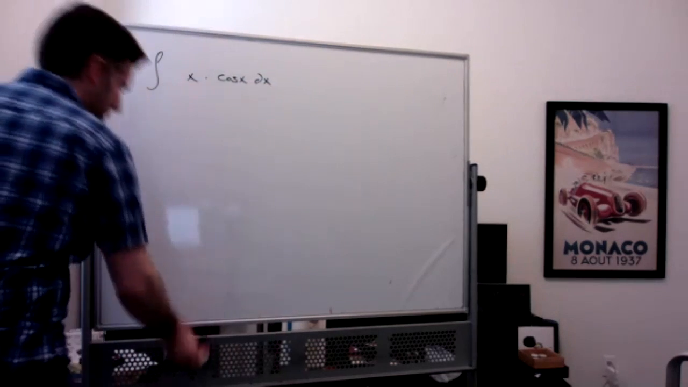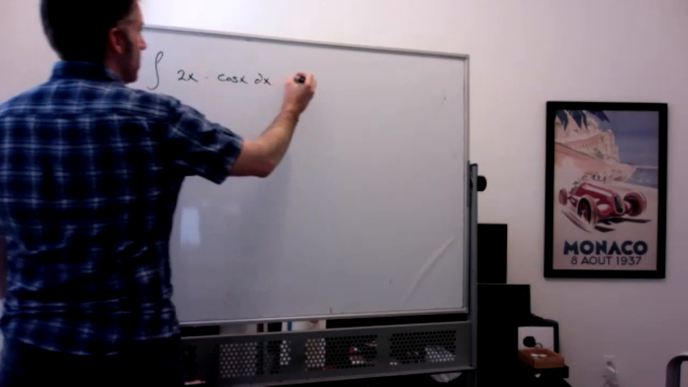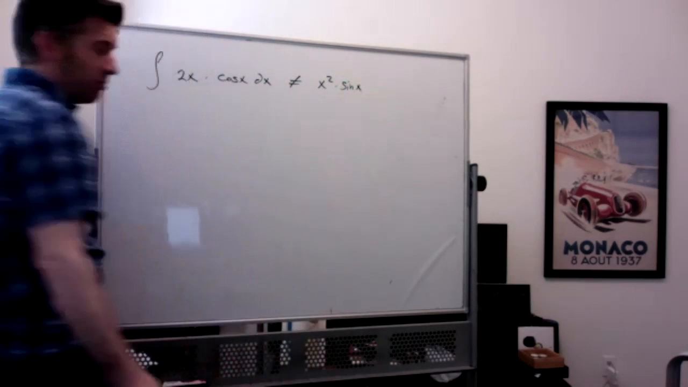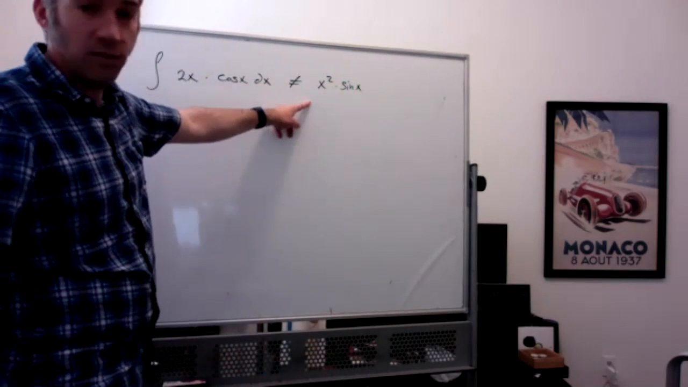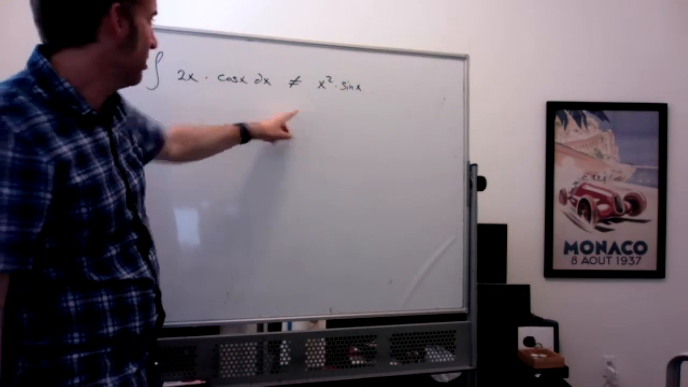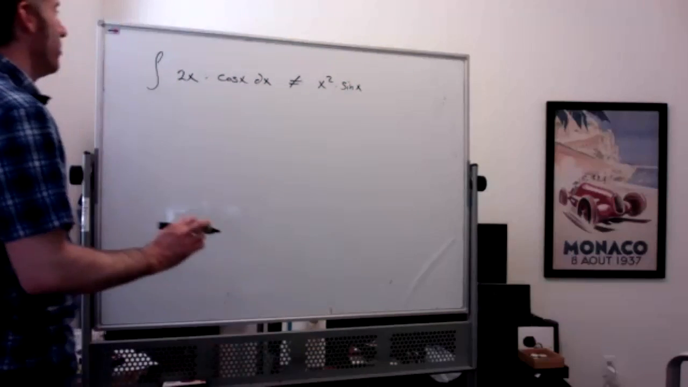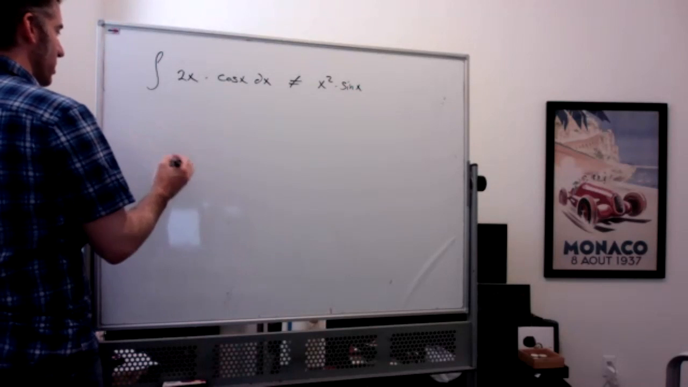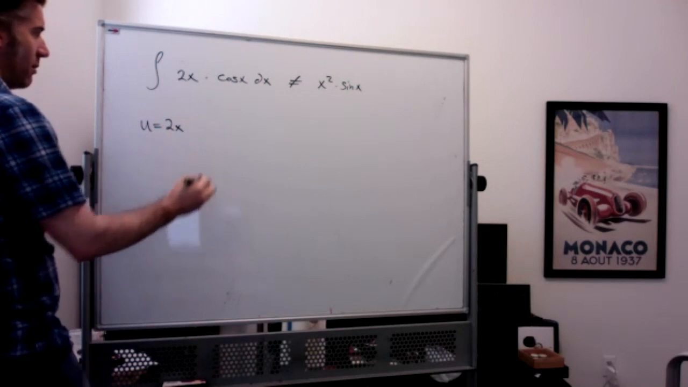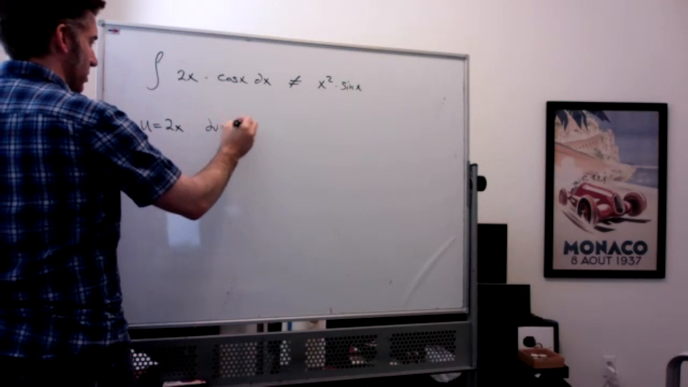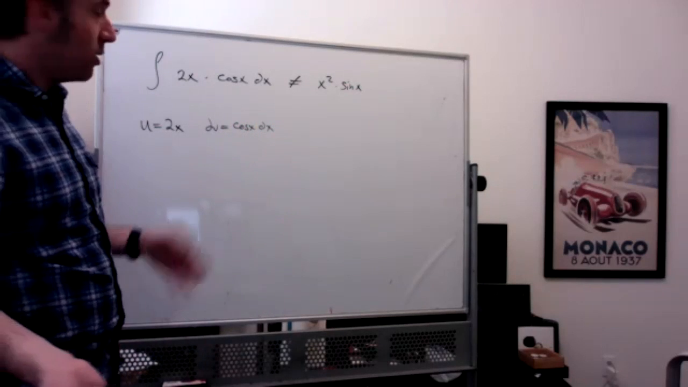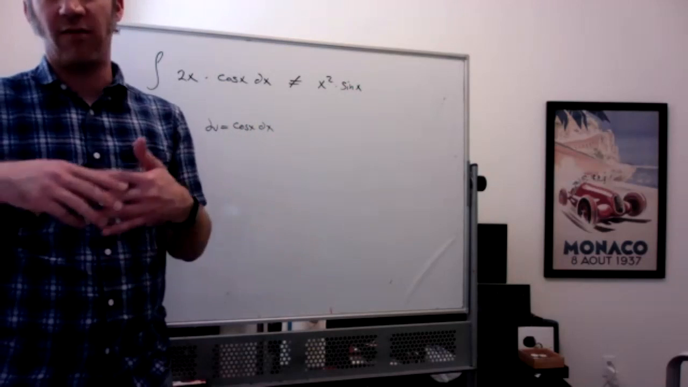I really want to stress that this is not equal to x squared times sine of x, because of the product rule. The derivative of that would be a product rule derivative. It would be 2x times sine plus x squared times cosine. It's not that. So instead what we're going to do is let u equal 2x. I'm going to let dv be the rest, which is cosine of x dx. Whenever you're picking u and dv, once you pick u, dv has to be everything else that's left over.